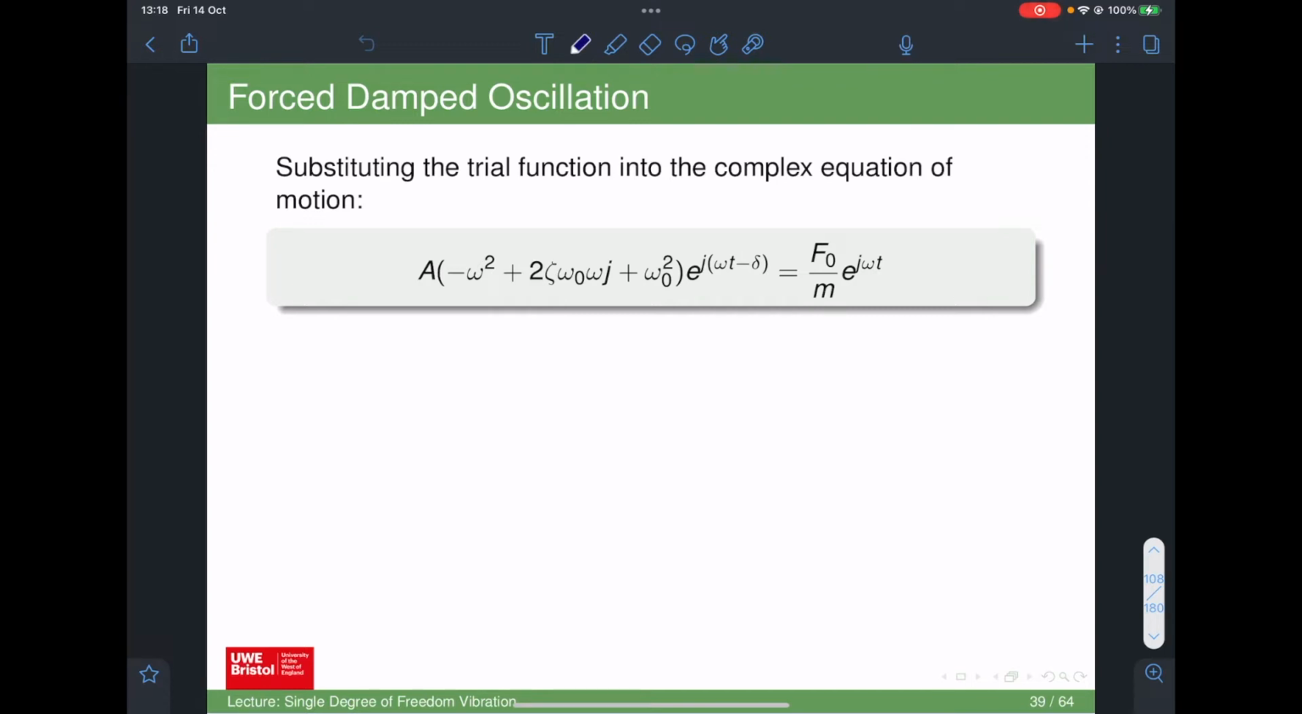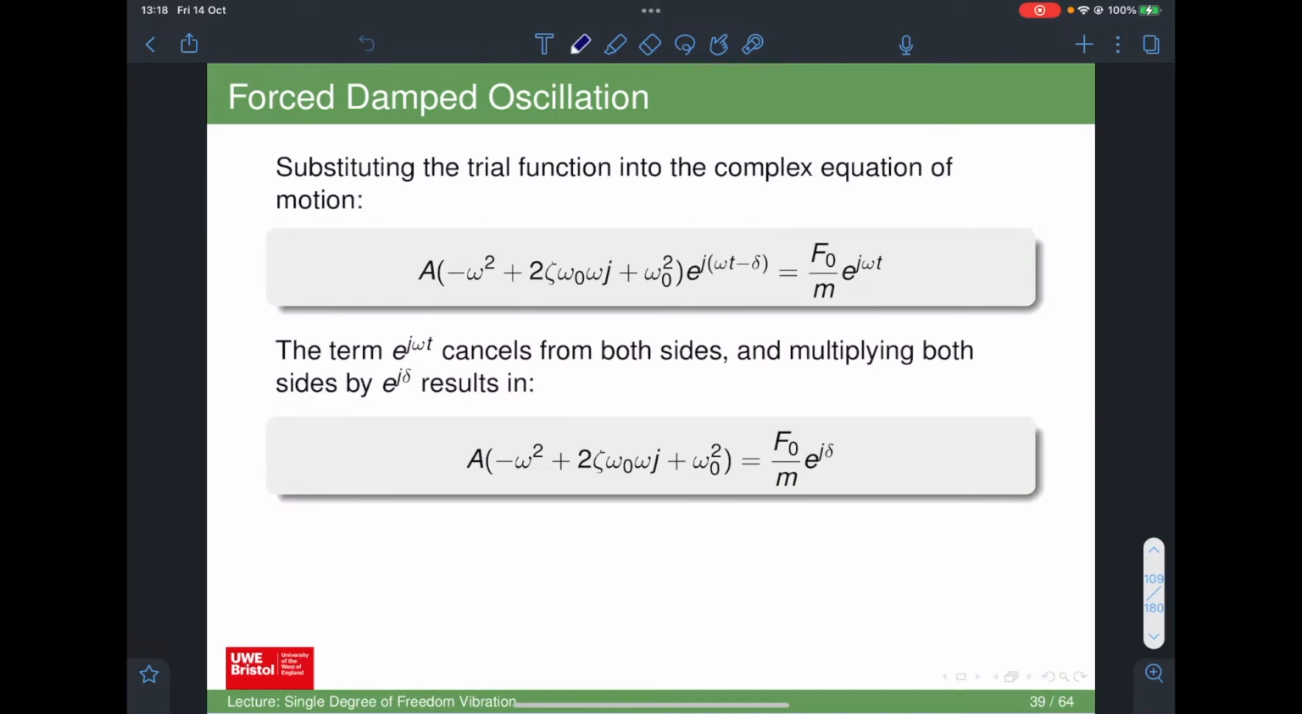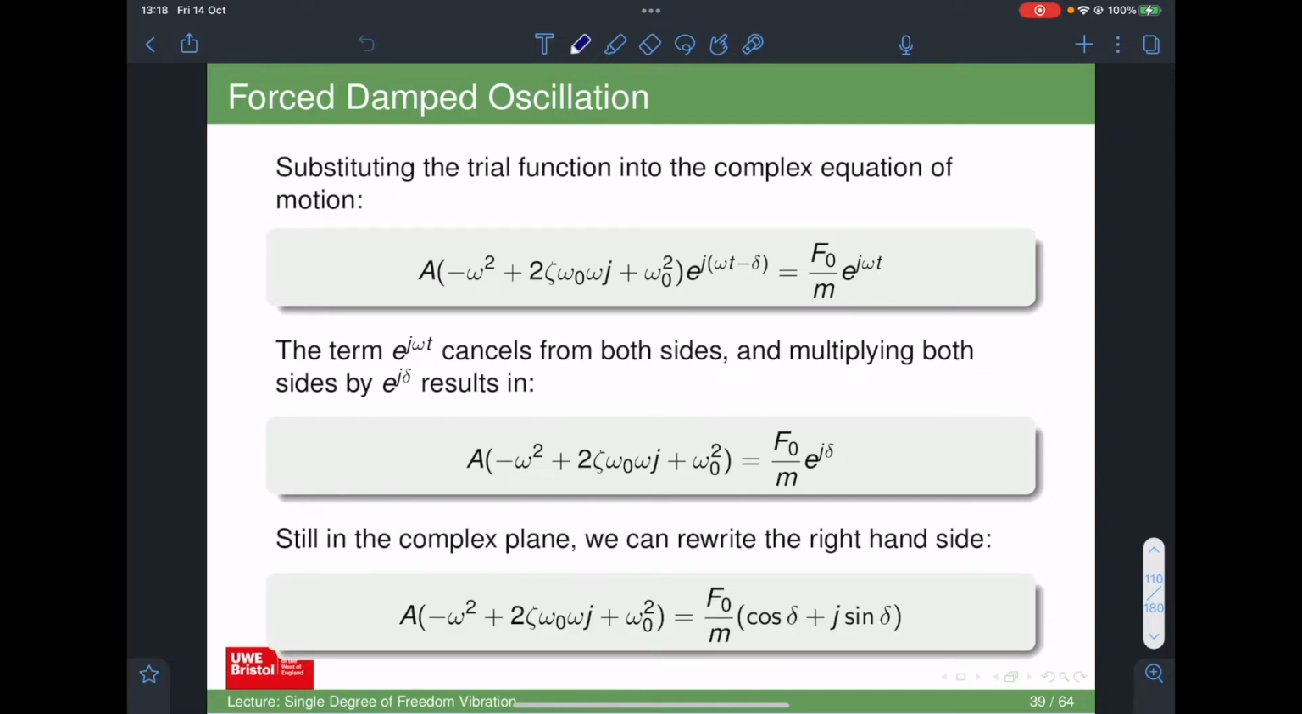Now, with a bit of trickery in dealing with logarithms, the e^(jωt) bit cancels from both sides. But obviously this is also e to the minus jδ, and if you divide both sides by e^(jδ), or multiply both sides by e^(jδ), it disappears from this side, but pops up there. And this bit, like I said, you can actually write as a complex number with sines and cosines. So we replace that with Euler's relationship. So there's our relationship there.